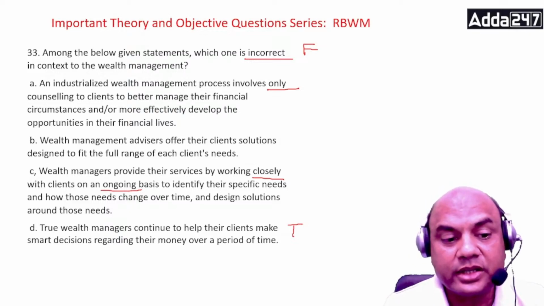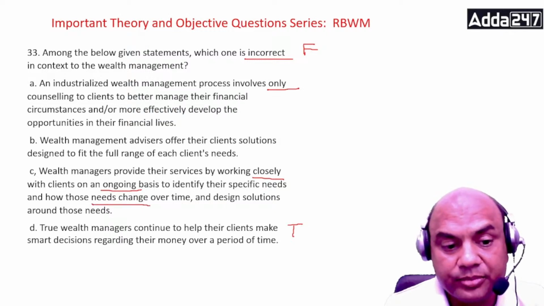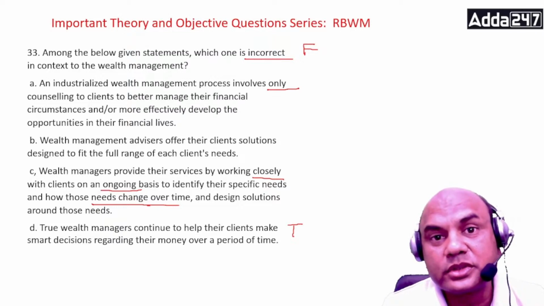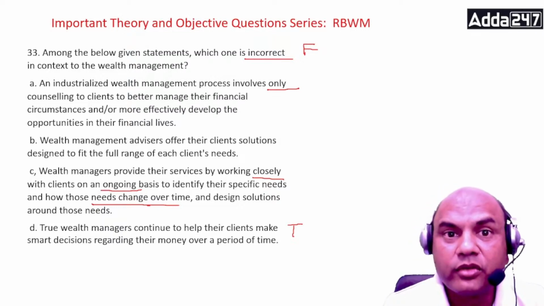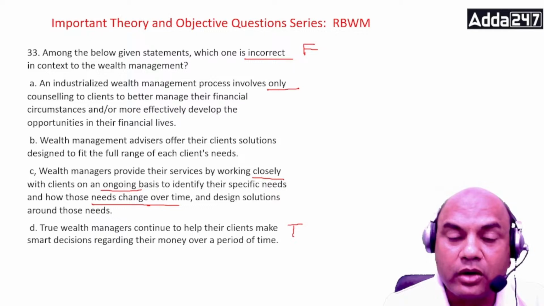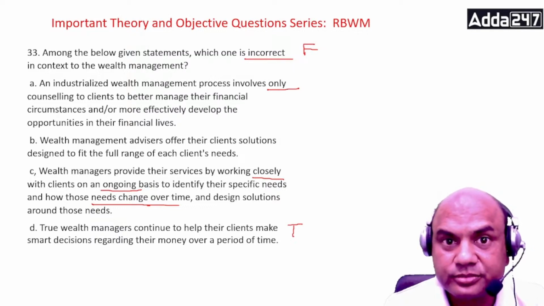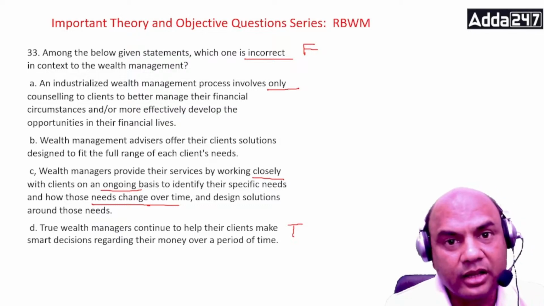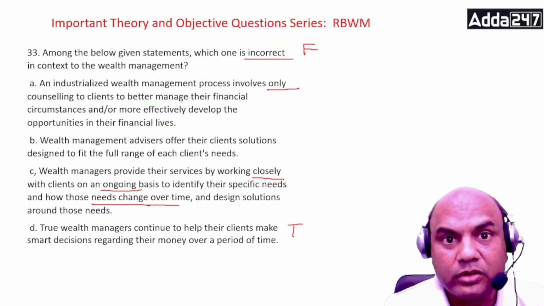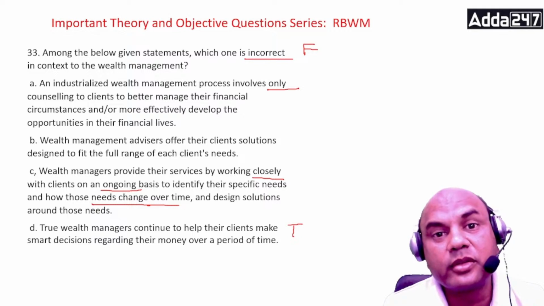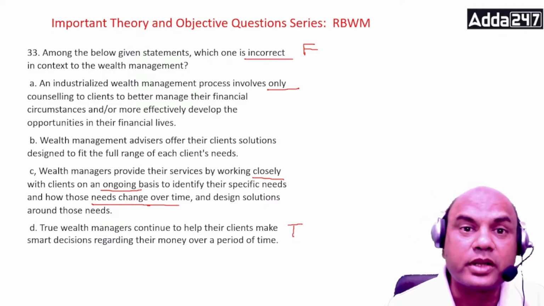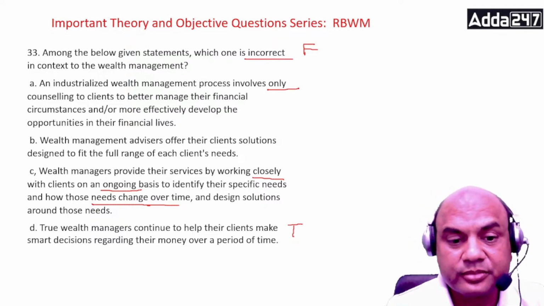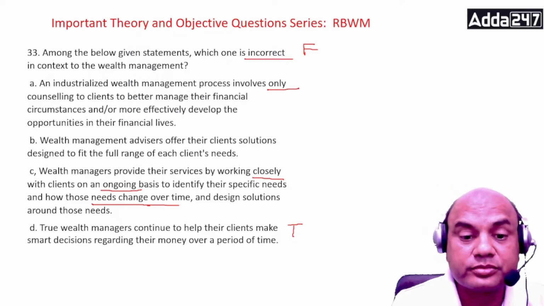Identify the specific needs and how those needs change over time. See, needs change over time means if the person who's requiring a home loan today will be requiring a home decor loan after 4 years, right? Because once the house is built and done, that person will be requiring a decor loan, and some other mutual fund products, some insurance products. So that is also true.